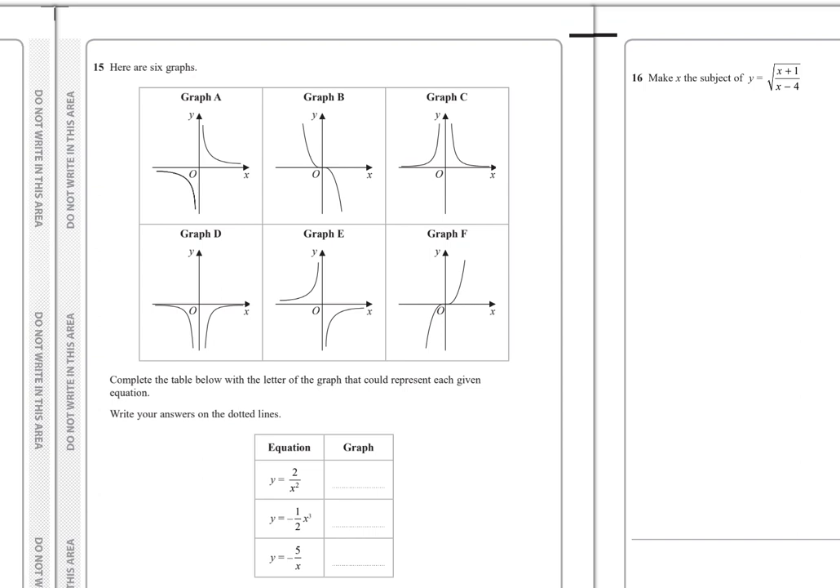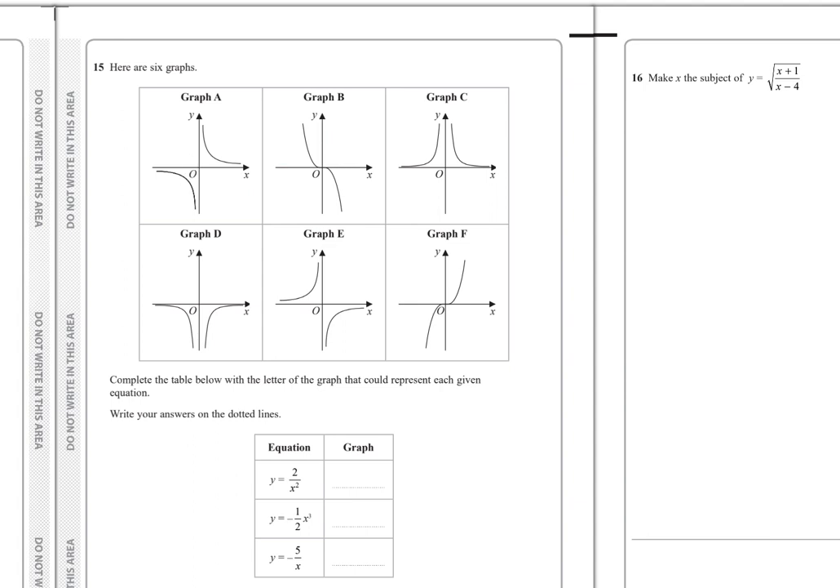Next one, number 15. Here are 6 graphs. Complete the table below with the letter of the graph that could represent each given equation. Write your answer on the dotted lines. So the first equation, y equals 2 over x squared. Now 2 over x squared cannot be negative because x squared is positive and 2 is positive. So when you divide, y is always positive. So this means the whole curve is above the x-axis.